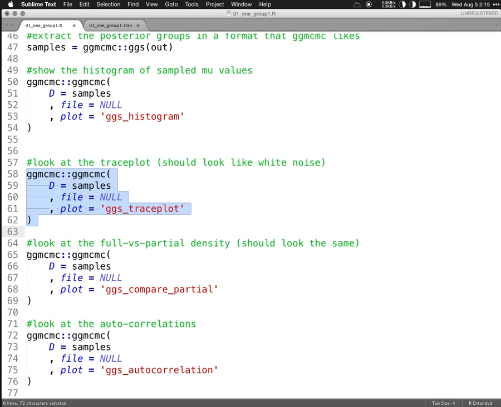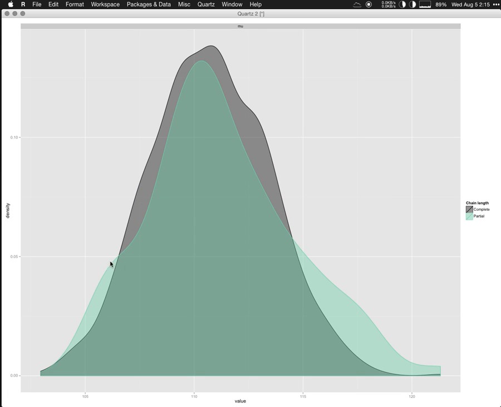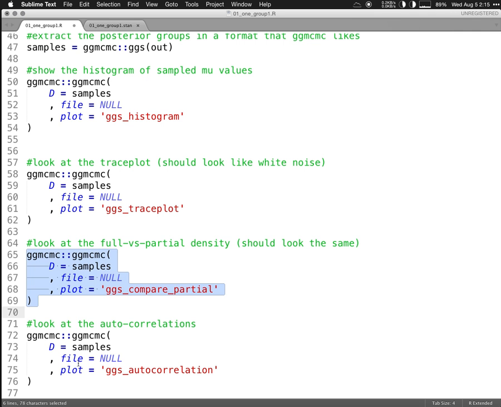Oh no, that's not it. Compare partial is what that means. In general, these should lay right on top of one another, and they generally don't. That suggests that we haven't sampled enough, that we haven't converged on the known distribution.